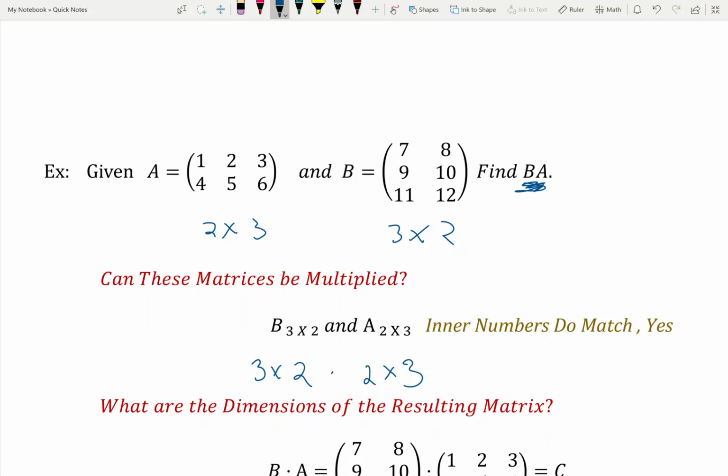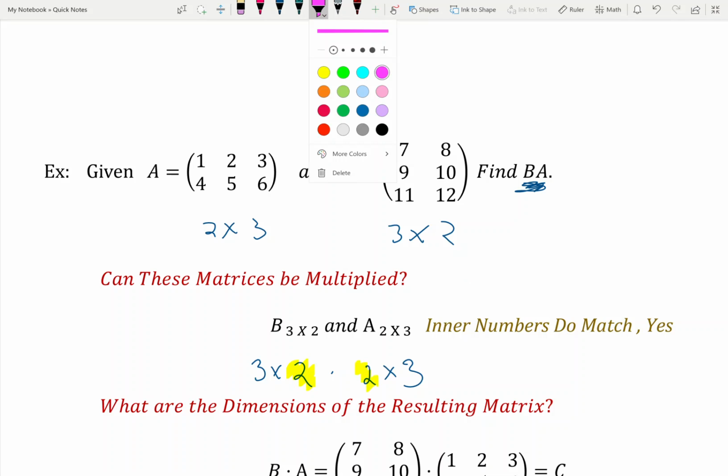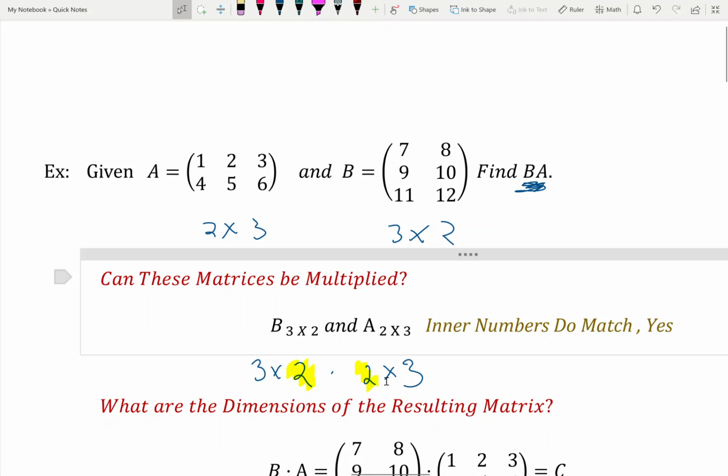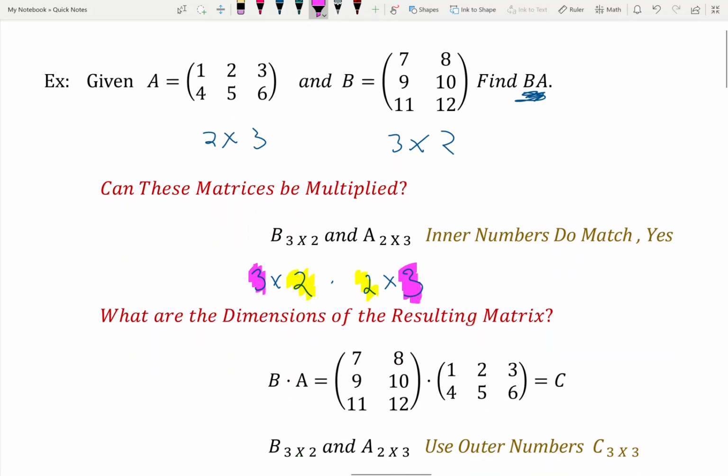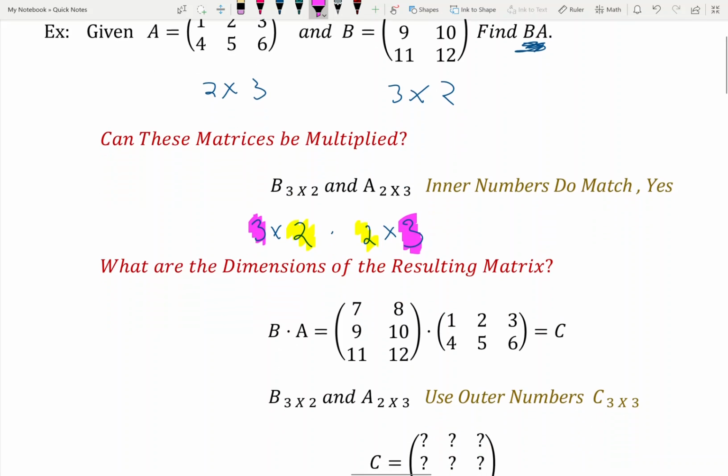So the question is, do their inner numbers match? Well, they're both 2. So guess what? Yes, they do match, so that means we can multiply these two matrices. The second question is, what are the dimensions of our resulting matrix? Well, the inner numbers tell us if we can multiply them, and the outer numbers tell us what the resulting matrix size is. So 3 by 3 will be the resulting matrix when we multiply this.